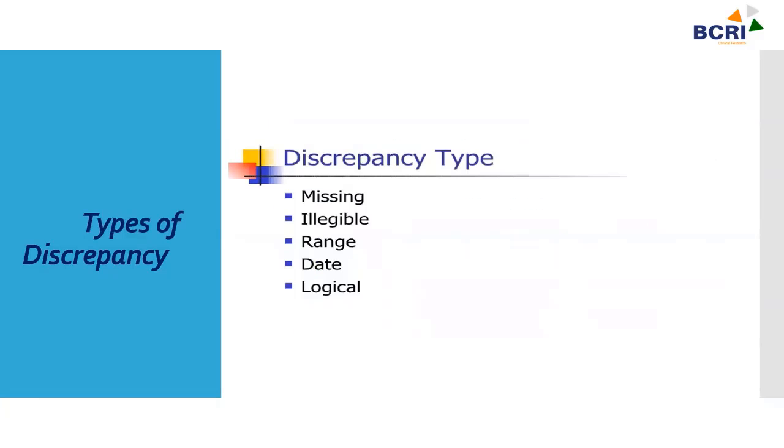We'll just see the types of discrepancies. If data is missing, if data is illegible, if data is out of the normal range, if there is any date related issue, or if there is any logical issue with the data, then that data is termed as discrepant data, or there is a discrepancy in the data. As a result, it is our job to make sure that the data gets rectified, that the discrepancy is resolved. Or if a discrepancy exists, then why does it exist? It is our job to find that out. And once we find that reason, we'll have to try our level best to get it resolved.